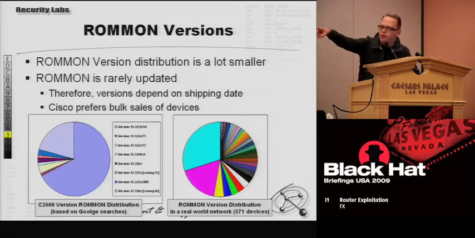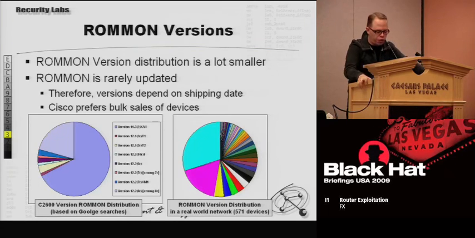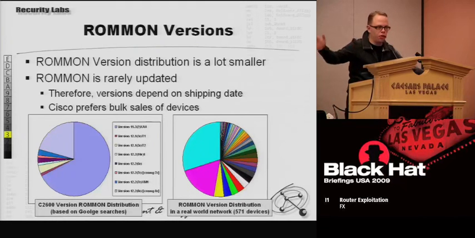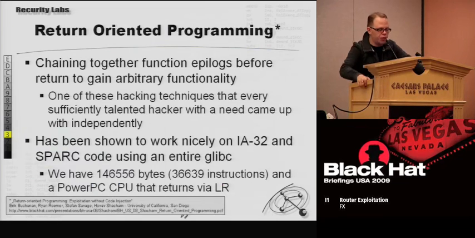And on the right you see a regular real-world network with over 500 devices. And this is over all different machines they have, from the smallest to the biggest router. This is the ROMMON version distribution. So for a single chassis type, they usually have one ROMMON version. So how do we misuse ROMMON? We use return-oriented programming. Who has seen the talk on return-oriented programming last year?